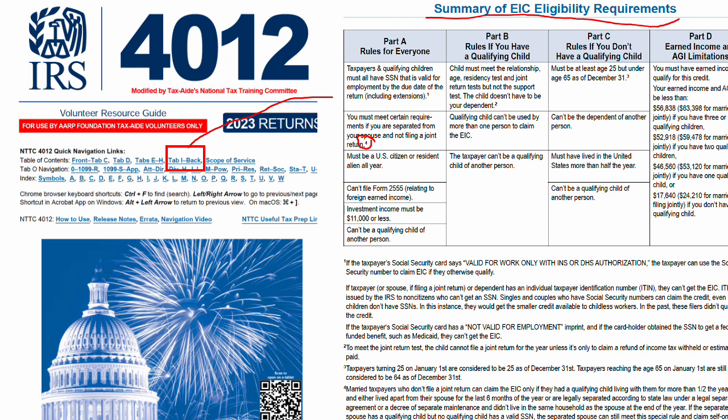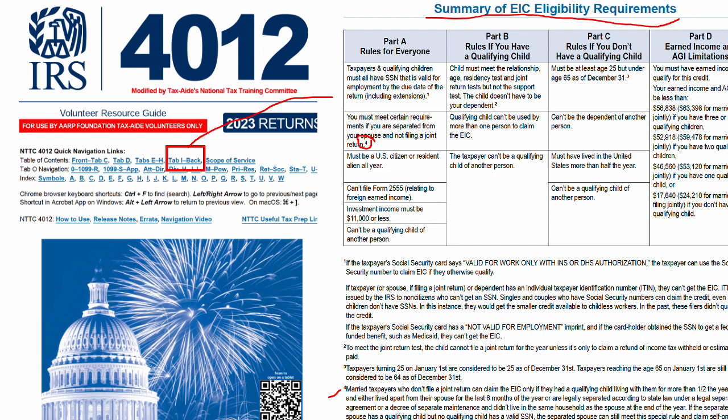And so if we go down to number 4, which is way down here, again, apologize for the small print, it says married taxpayers who don't file a joint return can claim the EIC only if they had a qualifying child living with them for more than half the year. Well, Chris did. Mary lived with her for the whole year. And either lived apart from their spouse for the last 6 months of the year, which she did, or are legally separated according to the state, under legal separation, or live in the same household. Well, none of that applies. So Chris is good to go, according to that.